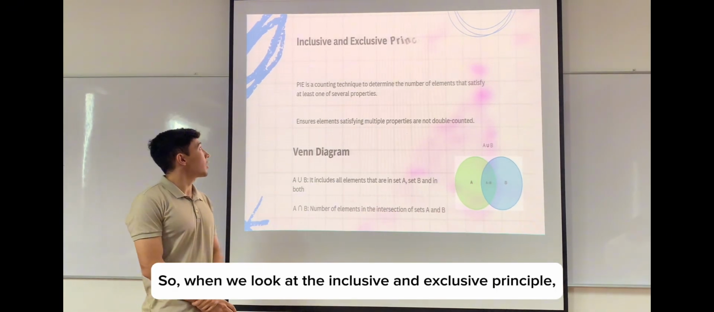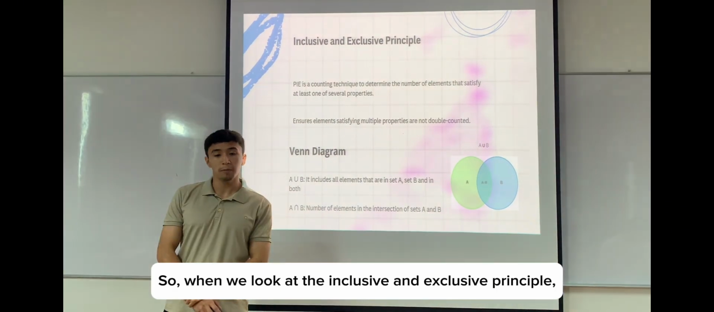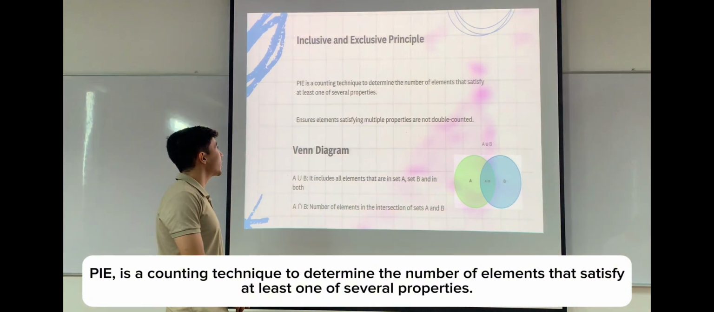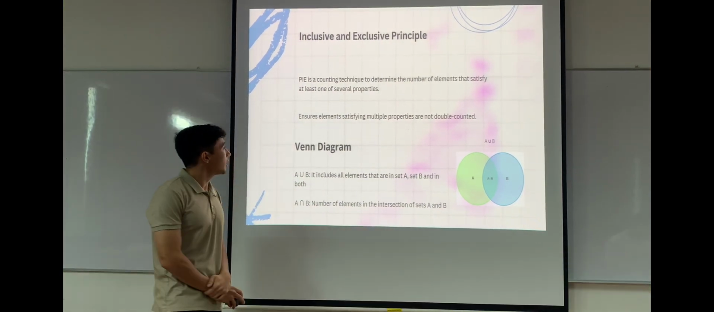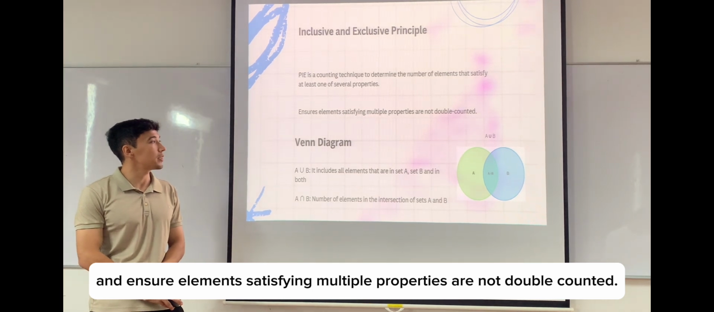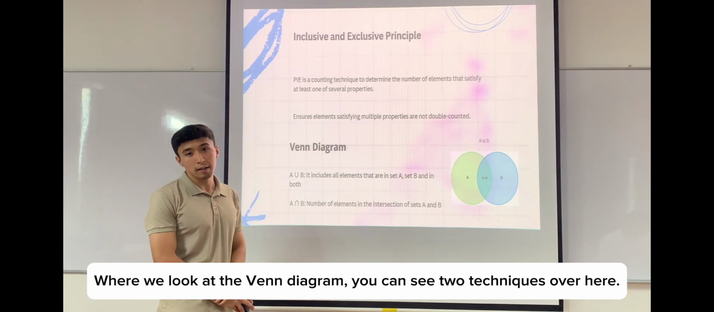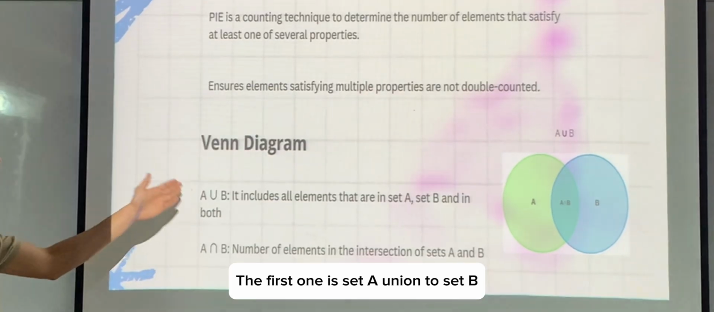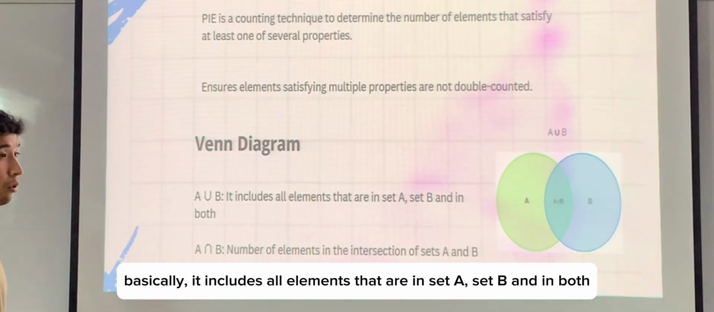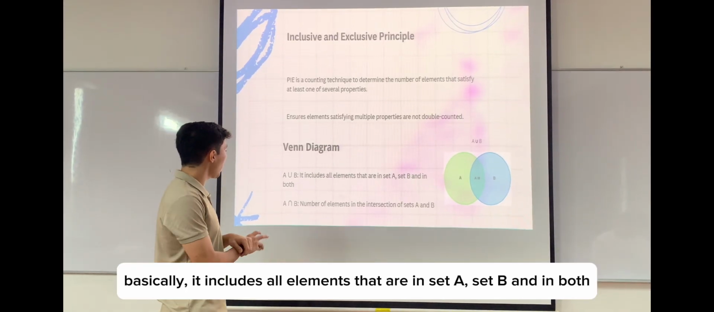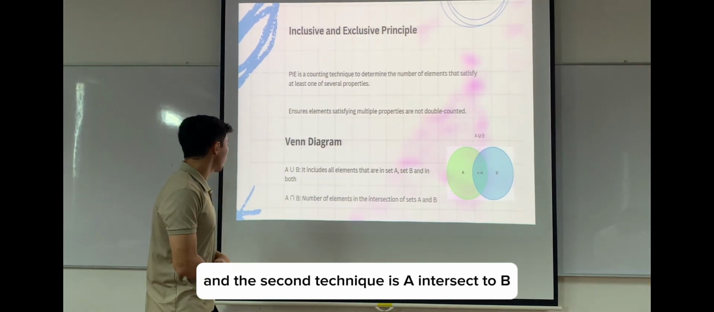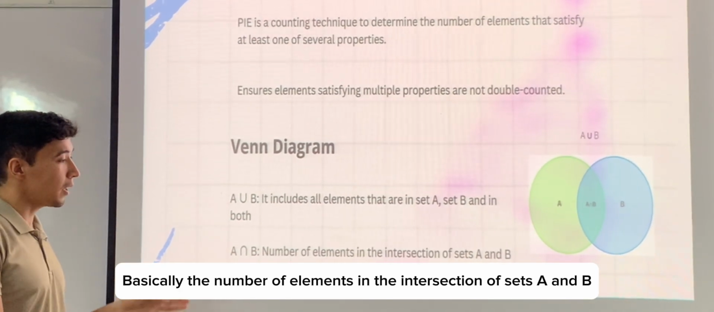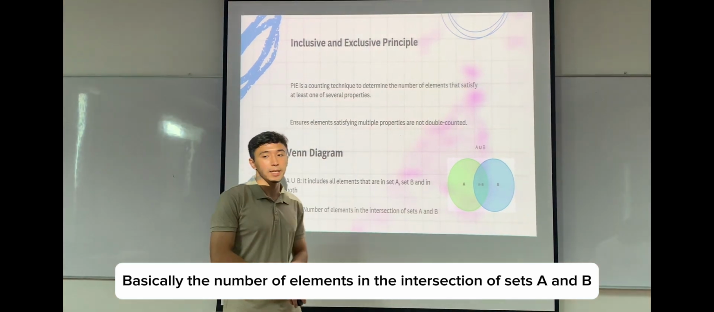When we look at the inclusion and exclusion principle, it is a counting technique to determine the number of elements that satisfy at least one of several properties and ensure elements satisfying multiple properties are not double counted. When we look at the Venn diagram, we can see two techniques over here. The first one is set A union set B. It basically includes all the elements in set A, set B, and in both. And the second technique is the intersection of A and B, which is basically the number of elements in both set A and set B.